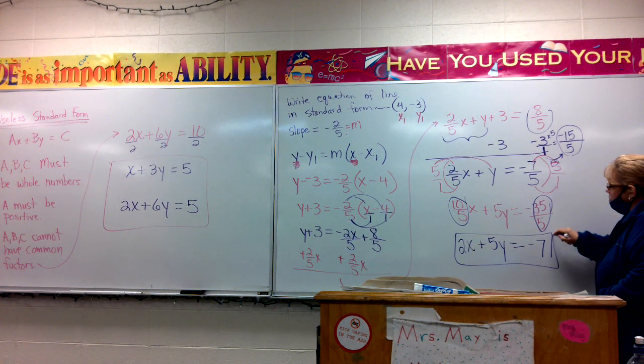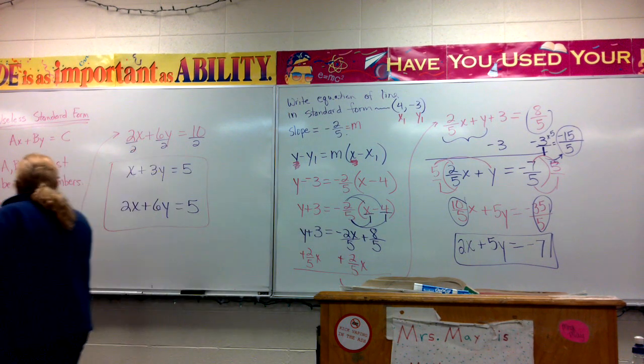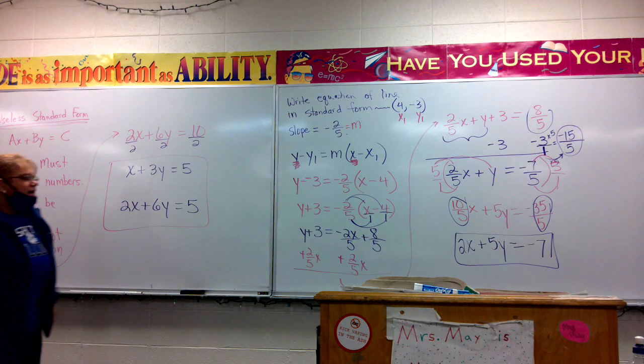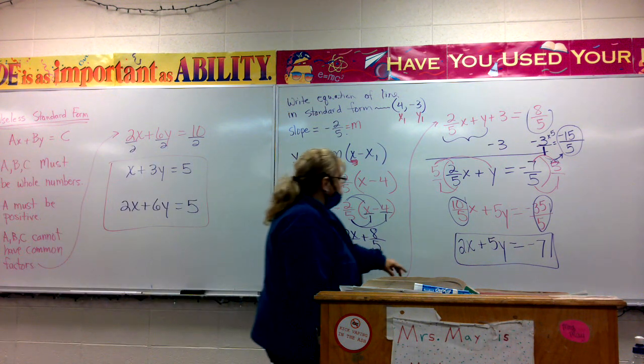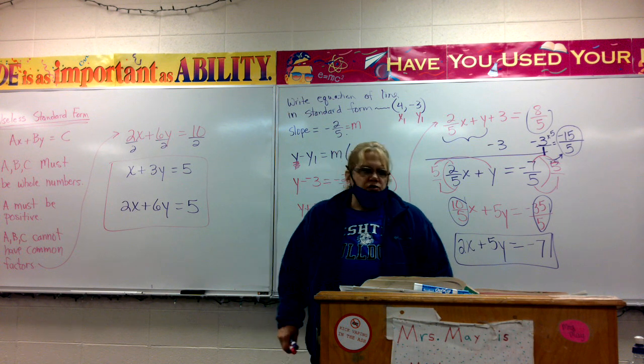So there we go. Let's just check over here. A, B, and C whole numbers? Yes. Is the first one, the x coefficient, positive? Yes, it's positive 2. And do A, B, and C have any common factors? Is there any number that goes into all of 2, 5, and -7? No. So I think we're good.